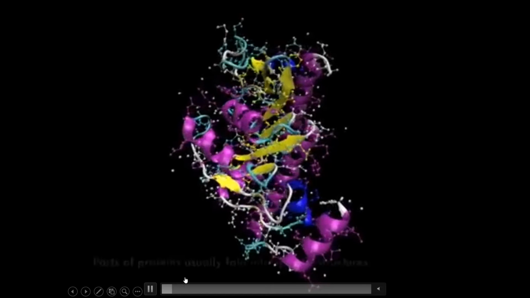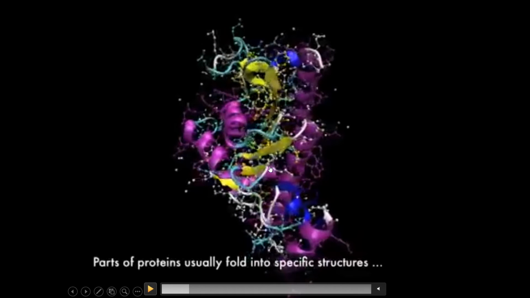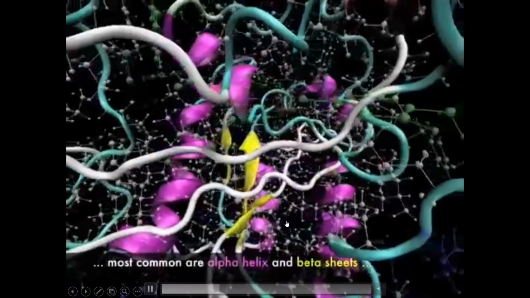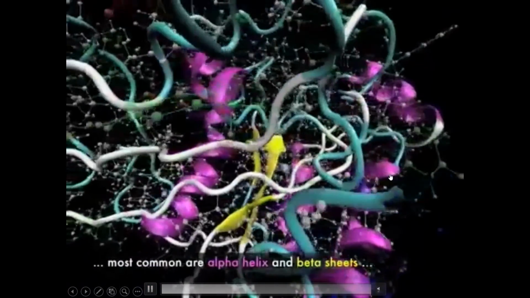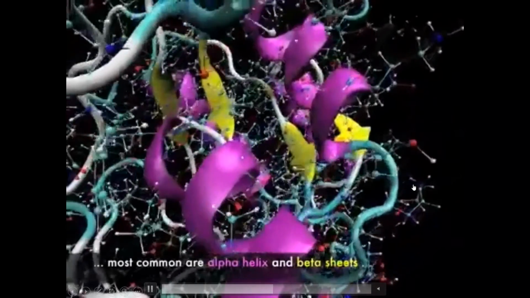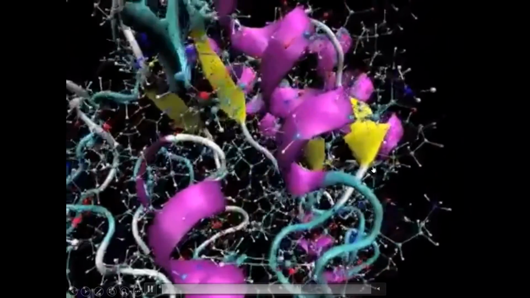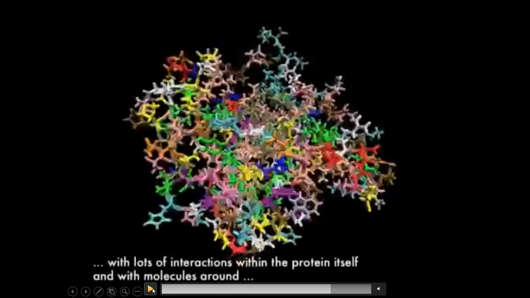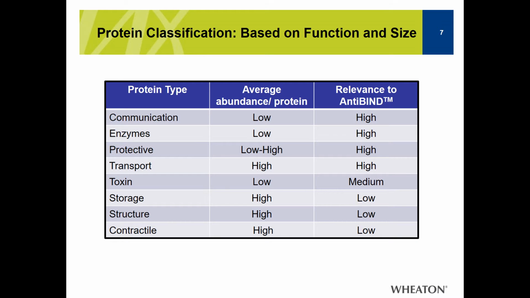Now that was a simple protein. Here's an example of a bigger protein, a larger protein that's composed of many different alpha helices and beta sheets. Now this protein is in solution, and that's why you'll see the different water molecules and solutes that the protein is interacting with in the solution. So protein always interacts with the environment around it, and it's always dynamic, it's always changing its shape and conformation.